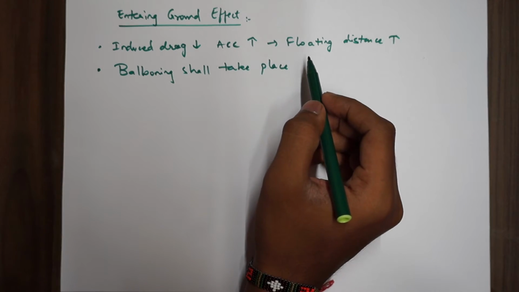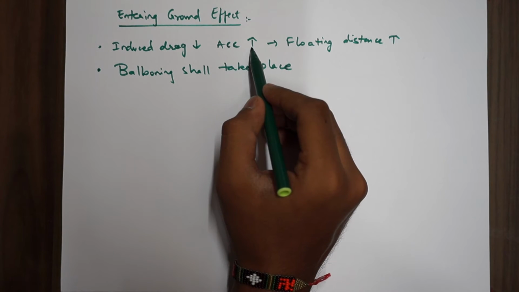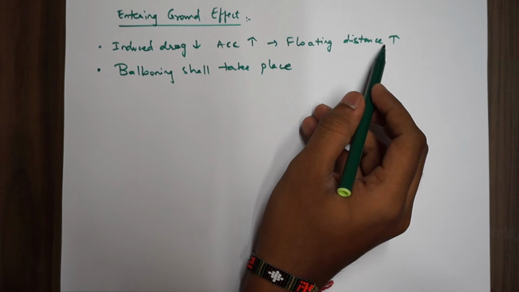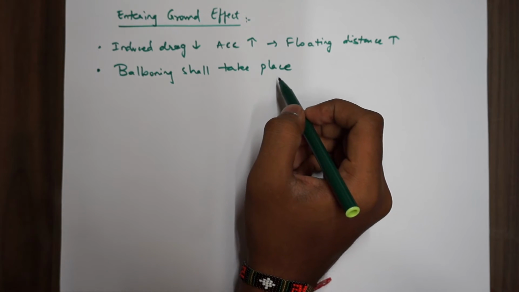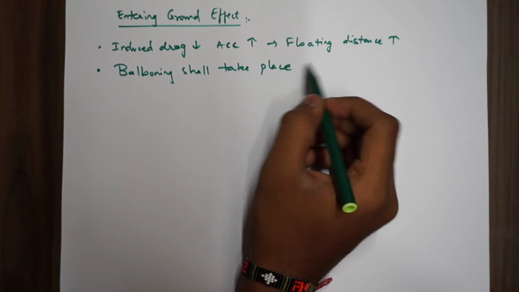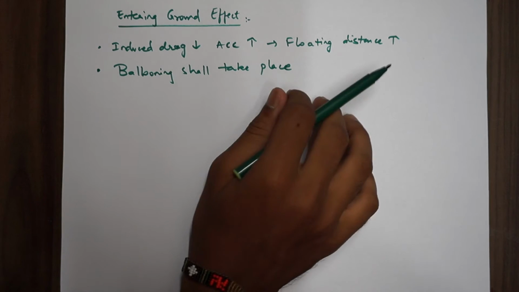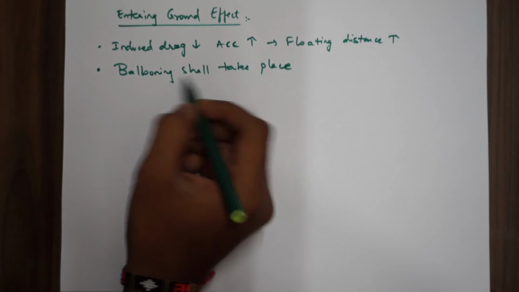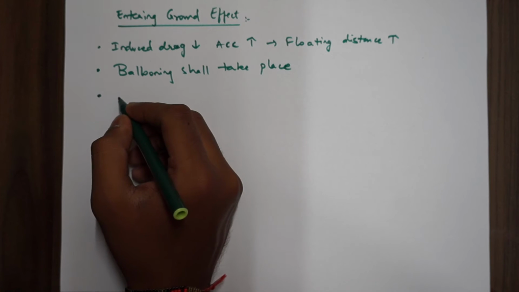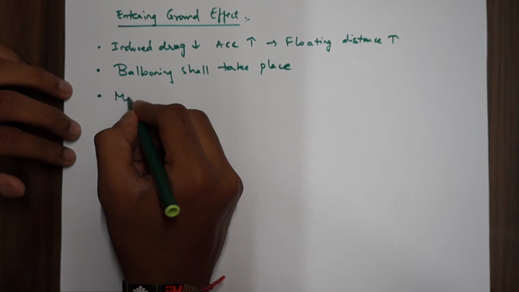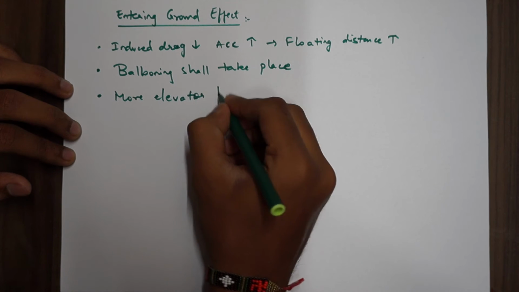Since the throttle is kept the same, the aircraft is already accelerating and the floating distance is increasing. If you don't reduce to a lower throttle setting, the aircraft will have a tendency to climb because the lift is already increasing due to the reduced induced drag. Alright, so ballooning will take place. Then you need more elevator back pressure.